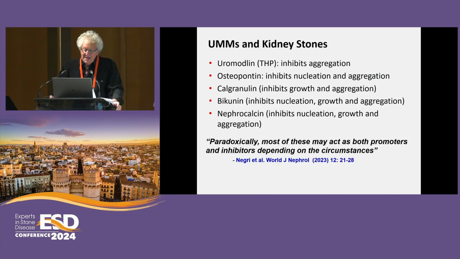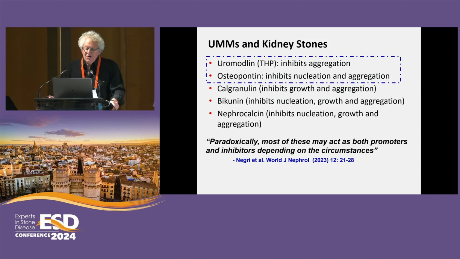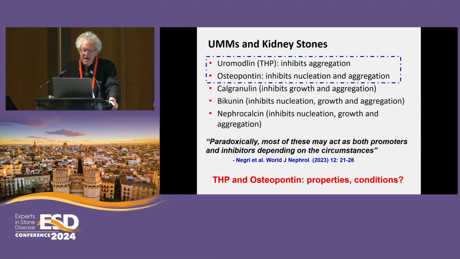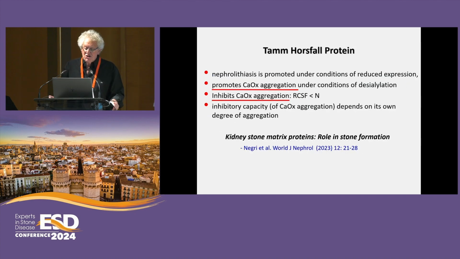But paradoxically, most of these have got dual roles, and so they act as both promoters and inhibitors depending on the circumstances, which makes it extremely difficult to characterize what role they're making. It varies. And so here are the 2 proteins, urinary macromolecules, that have received the most attention over the last few years. And so I'll just make some comments about these 2. What are their properties? What are the conditions under which they act?